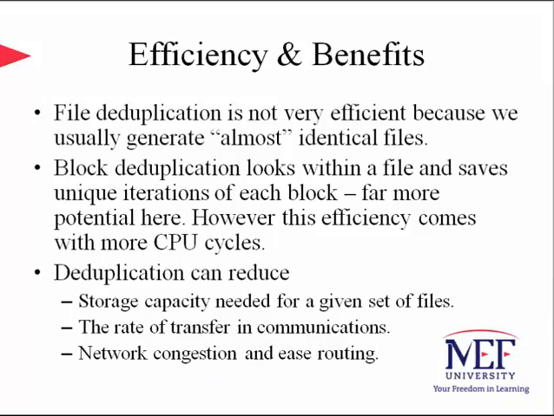Let's look at how the data is generated in real life. For instance, we as human beings usually generate almost identical files. In other words, we create the data, and then we change the data a little bit and then store it as a new file. So this will make file deduplication not very efficient. As mentioned earlier, block level deduplication looks within a file and saves unique iterations of each block, which means far more potential exists there. However, this efficiency comes with more CPU cycles.